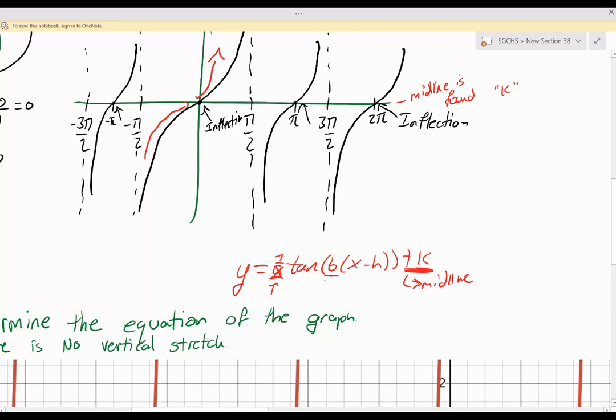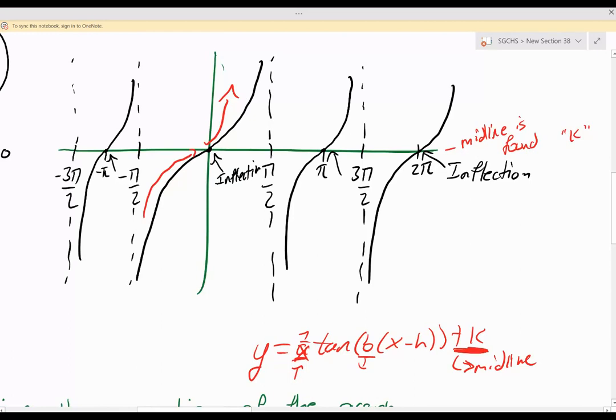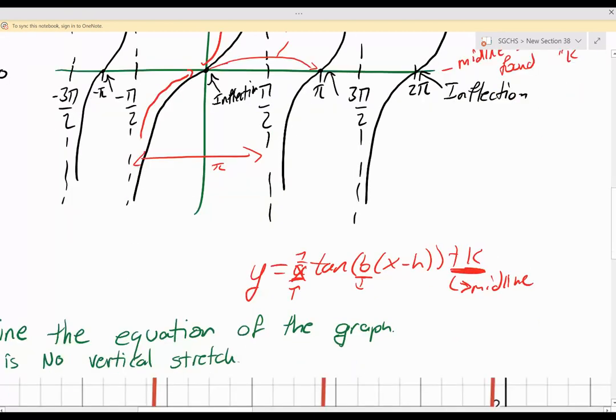How about b? What is that tied to? That's the horizontal stretch. Now the horizontal stretch is related to the period. If we look here, the period of y equals tan x would be pi. From this inflection point to the next inflection point takes pi units. To go from this asymptote to this asymptote takes pi units, so on and so forth. So T equals pi, and T being period.